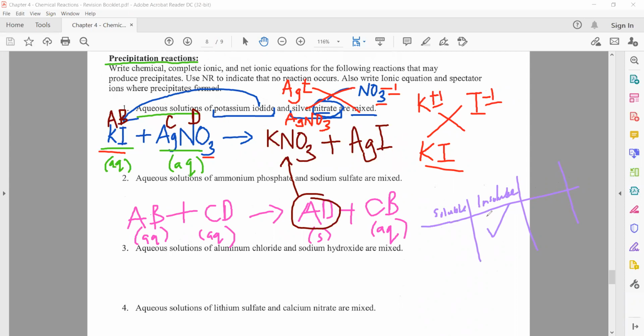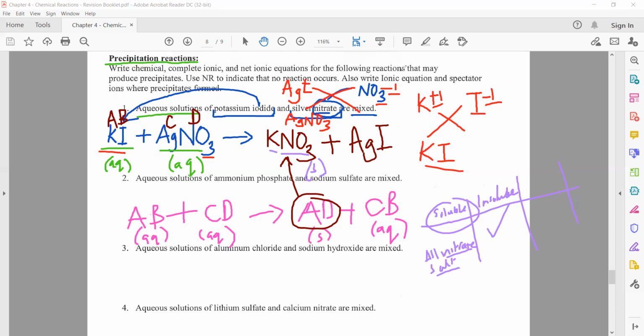In the soluble column, one of the polyatomic ions that are basically always soluble, always dissolved in solution, is nitrate. If you go to your solubility table from 4.5, it says all nitrate salts. If you look at our products here, we have potassium nitrate, which is an all nitrate salt. It falls under that category, which means it's soluble, which means if I write S here, that's wrong because I haven't cross-checked with my solubility chart.